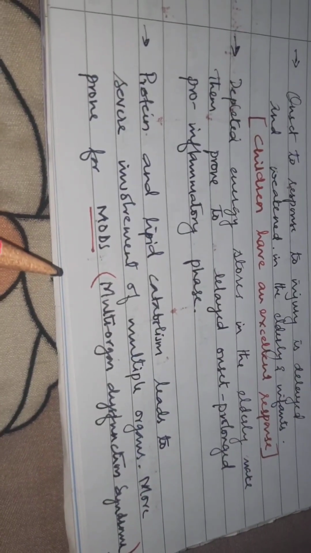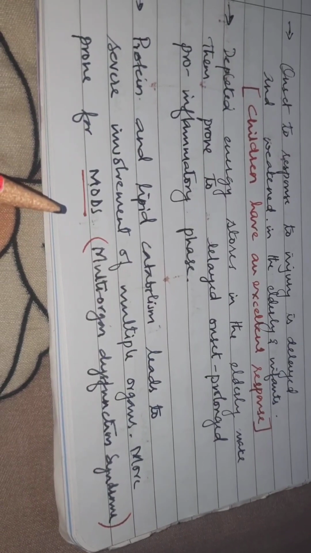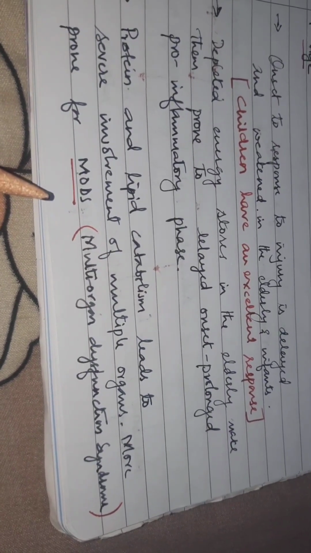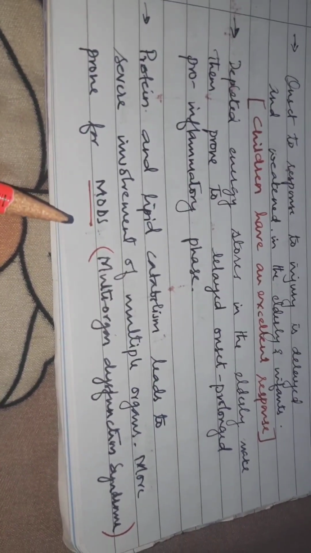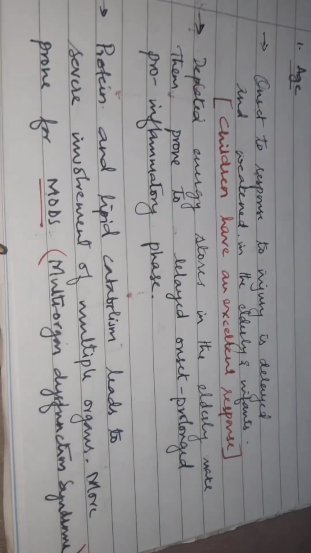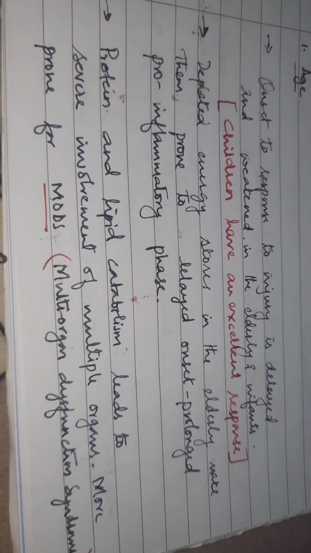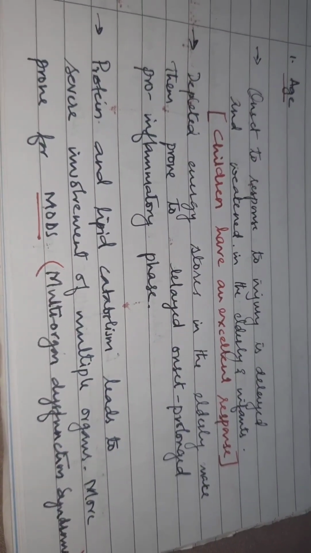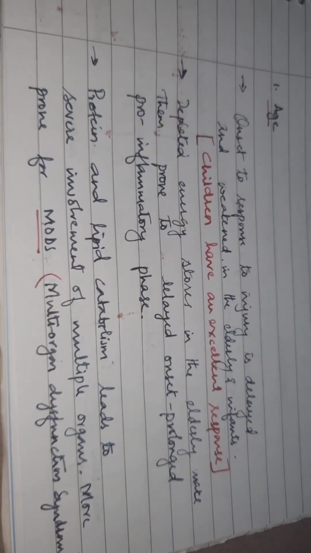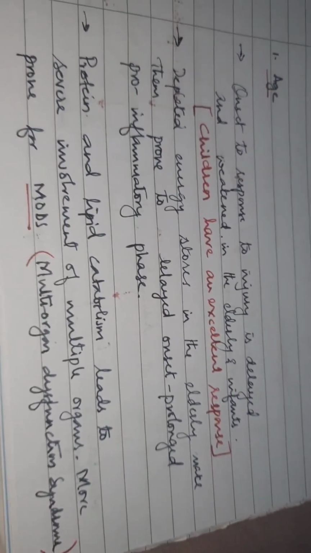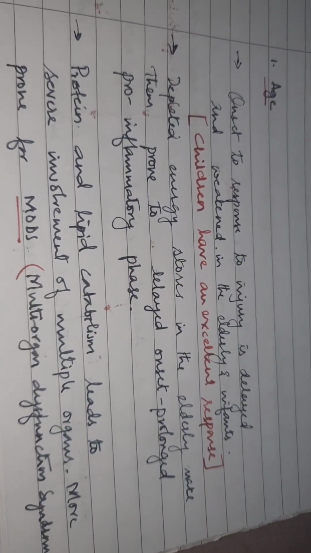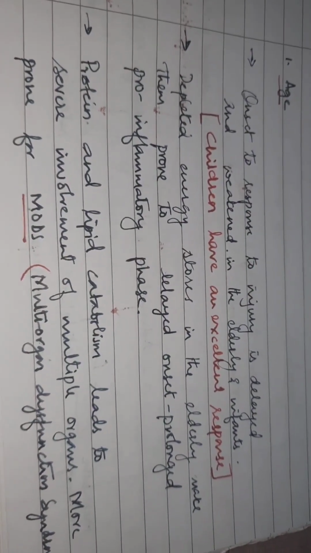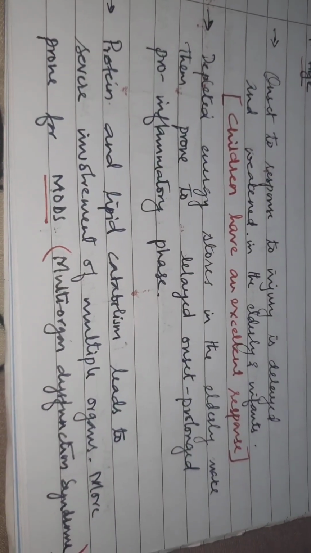Third reason is that protein and lipid catabolism leads to severe involvement of multiple organs. That is more, which makes them more prone to multi-organ dysfunction syndrome. As we have learned, the liver has a significant role, and the kidneys, the renal parenchyma, have a significant role. So when all these tissues take part in protein and lipid catabolism, these solid organs are also made up of proteins. That is why more protein and lipid catabolism may lead to severe involvement of multiple organs.